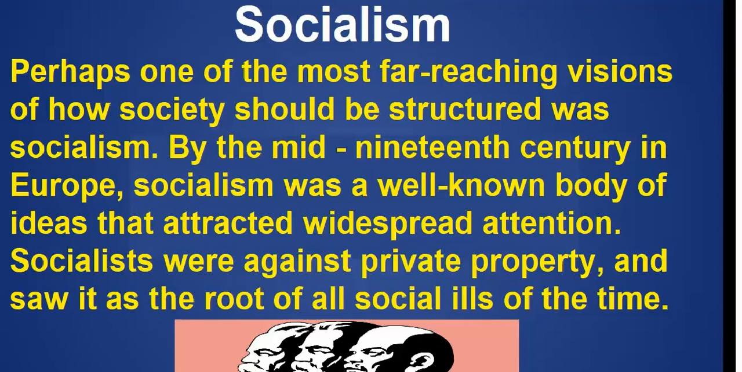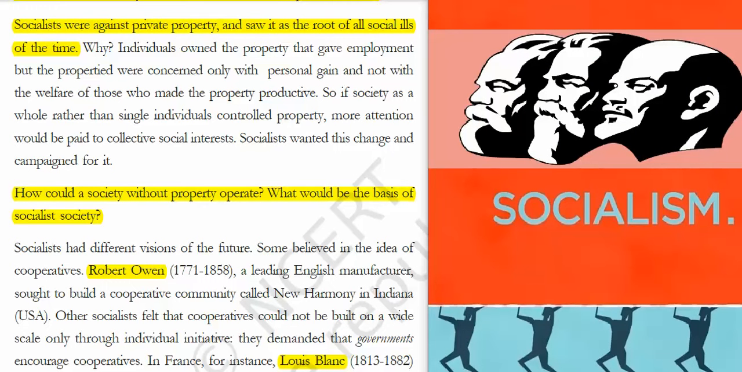Perhaps socialism was one of the most far reaching visions of how society should be structured. By the mid-19th century in Europe, socialism was a well-known body of ideas that attracted widespread attention. The main feature of socialism was that it was against private property and saw it as the root of all social evils of the time.